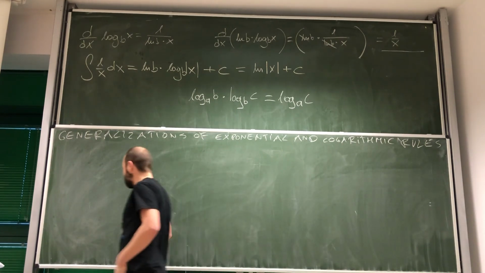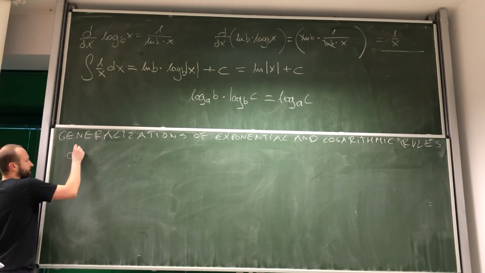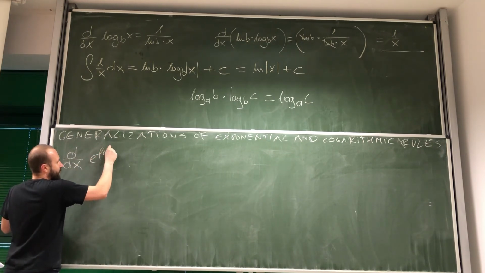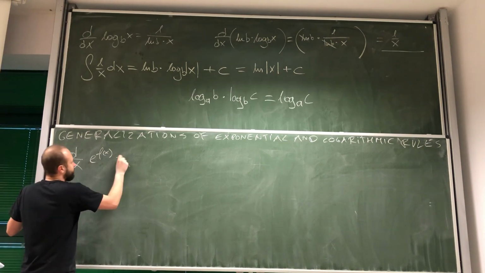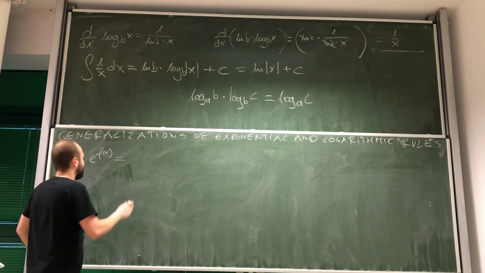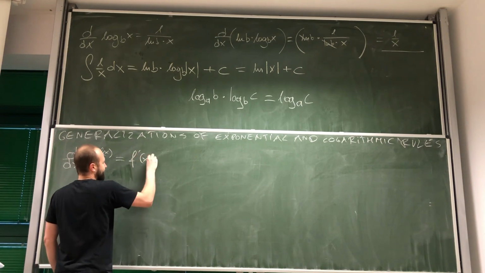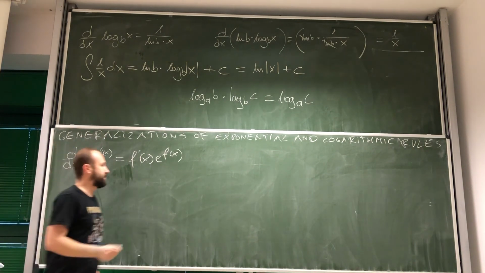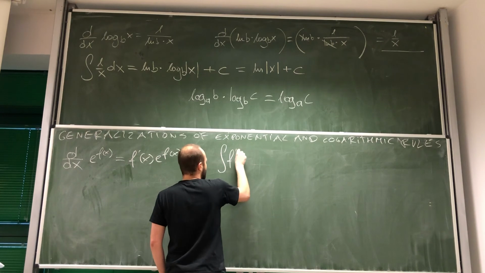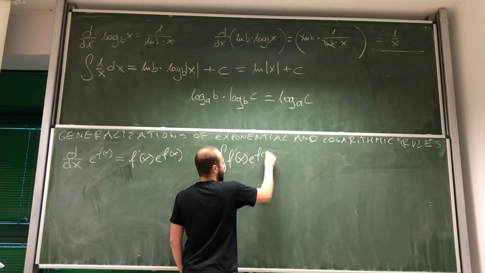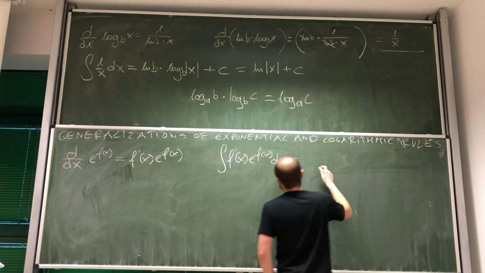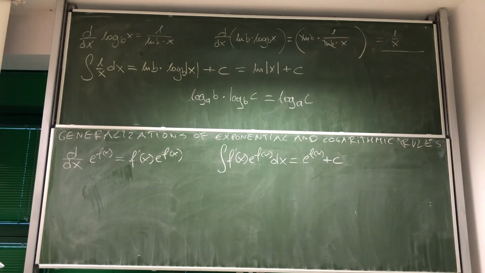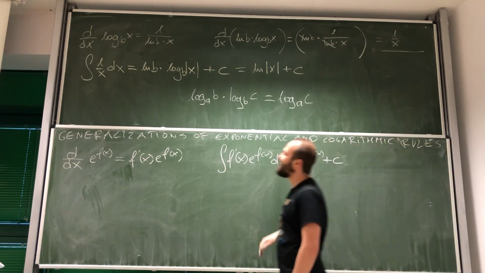First, because d/dx of e to the power f of x is equal to f prime of x times e to the power f of x, right away we can notice that the integral of f prime of x times e to the power f of x dx is equal to e to the power f of x plus c.